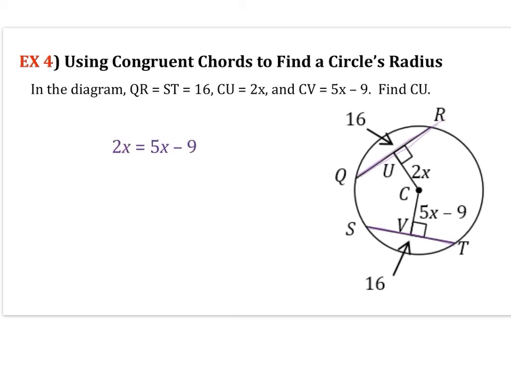So we set up our equation, solve for x. So we combine the 5x towards the 2x by subtracting, resulting in negative 3x equals, and then bring down your negative 9. Divide both sides by negative 3, resulting in x equals 3. So now that we know the solution for x, substitute it into our expression and double that 3, CU is a length of 6.